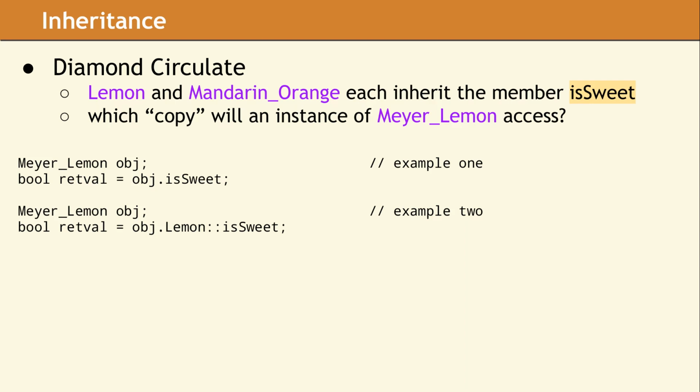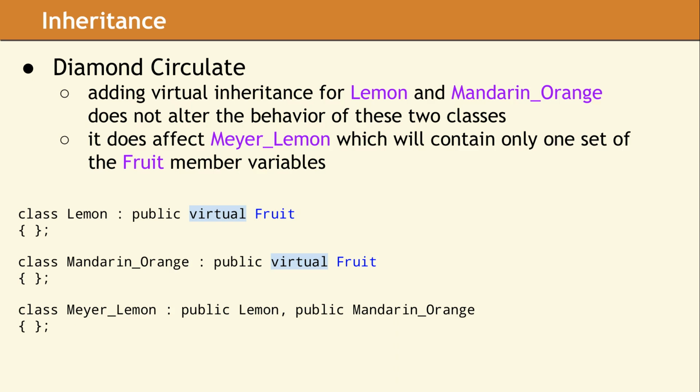Fortunately, the code in example 1 will generate a compile error since it is ambiguous. Example 2 is syntactically correct and it will work. So is the code in example 2 the right approach? How would you decide if you should actually use object lemon isSuite or object mandarin orange isSuite? There is another solution which takes away the ambiguity.